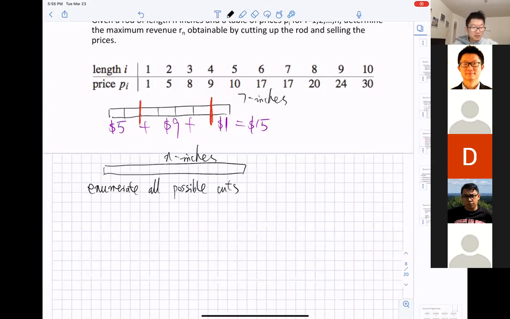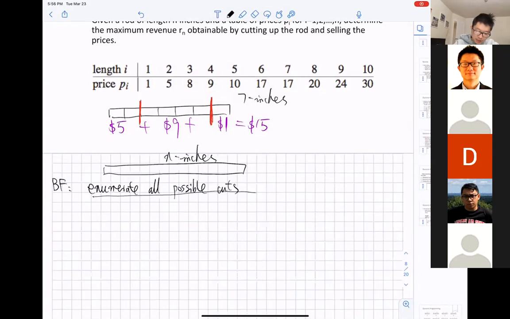So I think this is the solution that comes to most people's mind. Just do it in a brute force way. We enumerate all the possible solutions and find whichever gives us the highest revenue. If we want to solve the problem in this way, let's call it a brute force solution, okay? And then let's see how many different ways there are, how many different cuts exist.